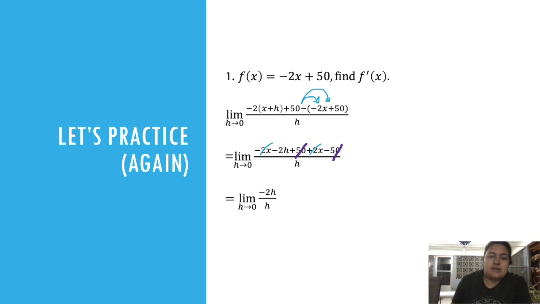Look at that. More canceling. Okay, I'm going to rewrite that. That's a negative 2h over h. And again, canceling. Now I get to plug in 0 into nothing, apparently. So f prime of x is just negative 2.